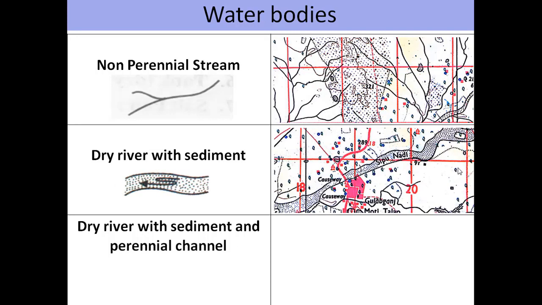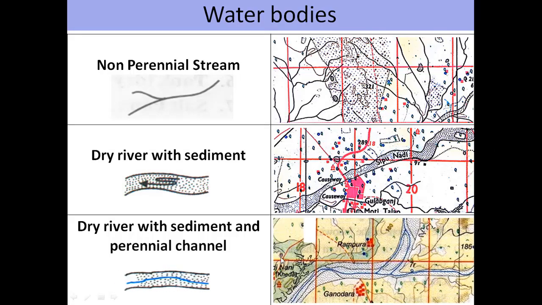Dry river with sediment. As you can see, this is the symbol of a dry river with sediment. On the map extract, you can see Sipu Nadi, and there are lots of dots marked on the riverbed of Sipu Nadi. This represents sediment deposits.